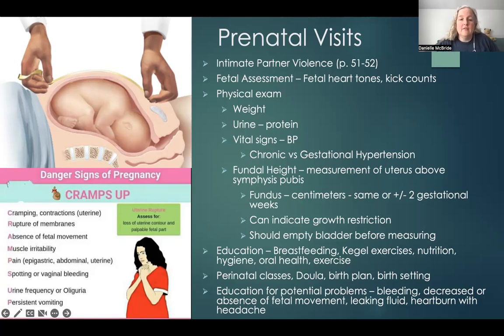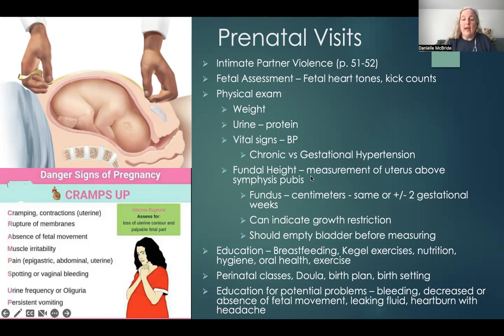And then we're going to be doing a physical exam at each appointment. And so we're checking her weight. We're checking her urine for protein. We're checking her vital signs, especially the blood pressure. We're looking to make sure she's not developing gestational hypertension, or if she already had chronic hypertension if we're below 20 weeks. Okay, so remember the weight gain. We are expecting her to gain about 4 pounds in the first trimester and then a half a pound to a pound a week after that.